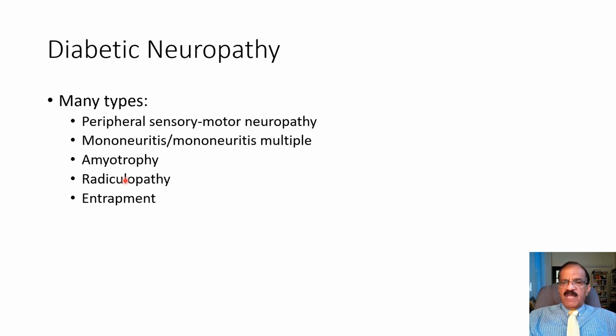Amyotrophy, a type of neuropathy where muscles are wasted. Radiculopathy, where there's a sciatica-like syndrome, there's a shooting pain starting from the back going to the leg, and then various types of entrapment syndrome like carpal tunnel syndrome, wrist drop, and other things.